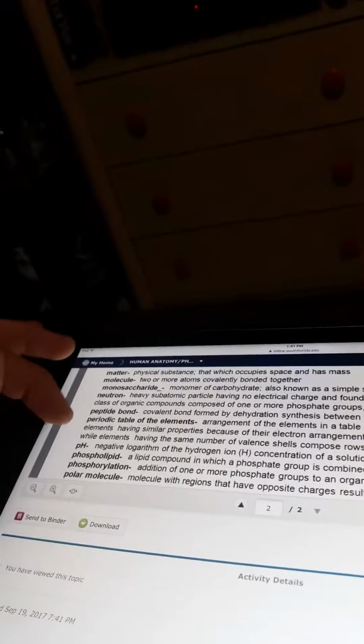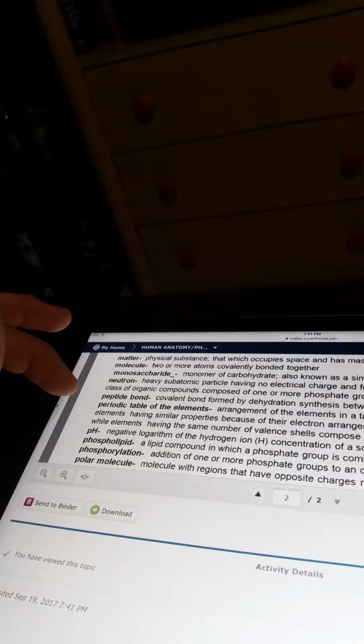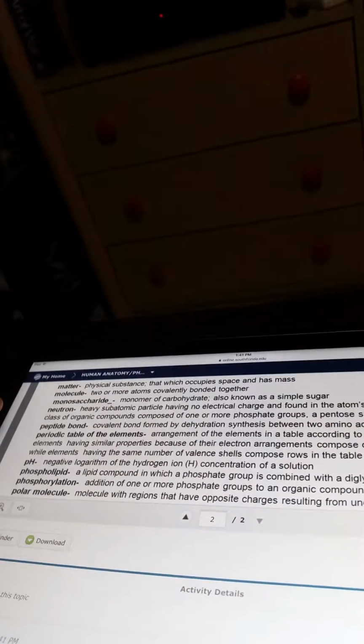Macromolecule, larger molecule formed by covalent bonding. Mass number, sum of the number of protons and neutrons in the nucleus of an atom. Matter, physical substance, that which occupies space and has mass. Molecule, two or more atoms covalently bonded together. Monosaccharide, monomer of carbohydrate, also known as a simple sugar. Neutron, heavy subatomic particle having no electrical charge and found in the atom's nucleus.